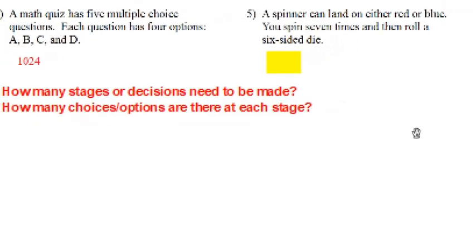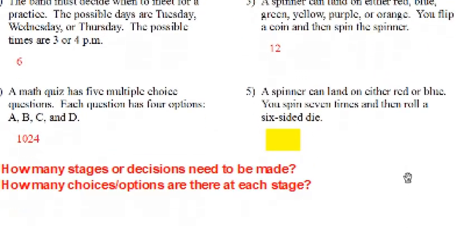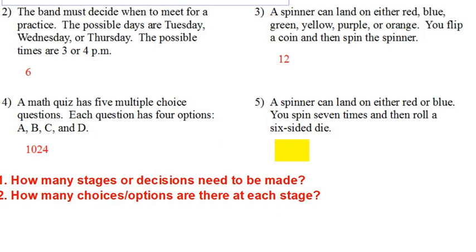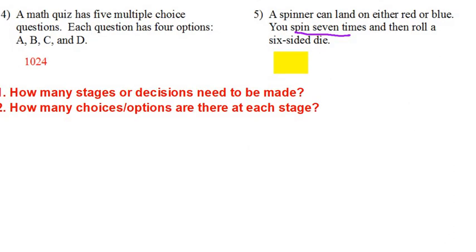Alright, last one, and this is very similar to number 3, but here's the difference. Number 3, we were only spinning once. Now we are spinning 7 times. That's going to completely change the answer. Okay, so same question. A spinner can land on red or blue, so there's only 2 colors this time, or 2 options. We're spinning 7 times and then we're rolling a die.